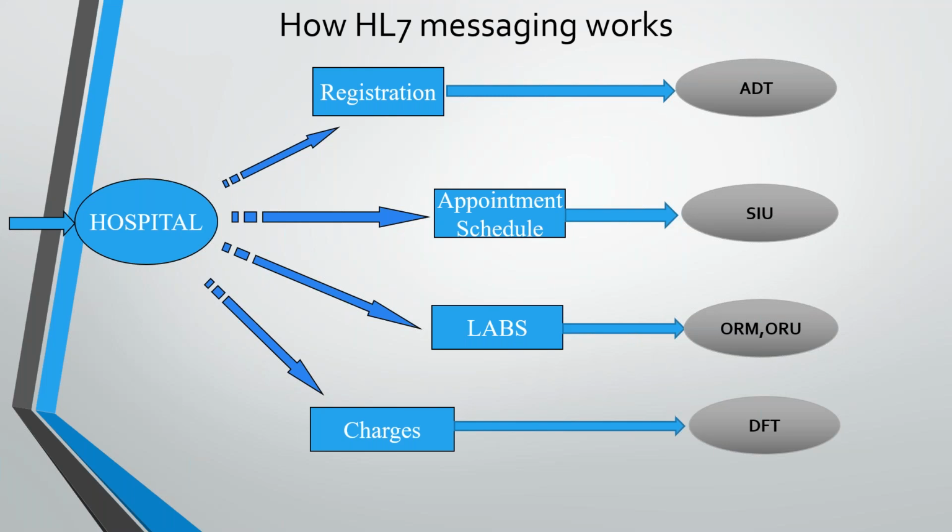So these are the various message codes that we'll be using in order to complete the entire life cycle of a patient from a general perspective. So a patient gets registered with the help of an ADT and then gets an appointment scheduled with the help of SIU. And then we have ORM, ORU, and so on.